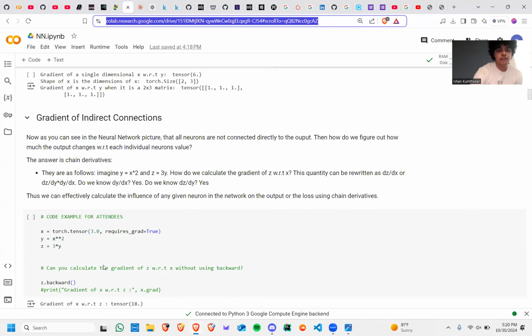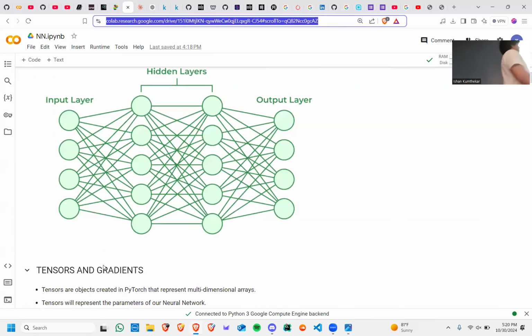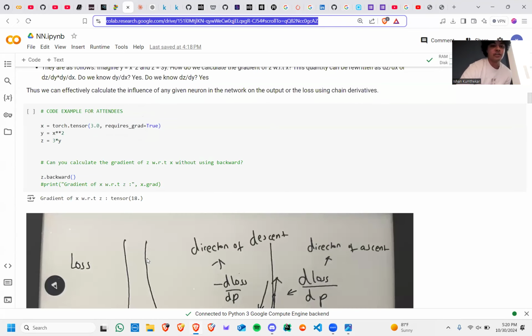Now, gradients of indirect connections. Remember that all of these are parameters and you'll have some output that comes in here. If the output is here, you can calculate the gradient of this parameter with respect to the output. That's pretty easy, like the y equals x squared case. They are directly connected. But what about this parameter or this parameter? They are not directly connected to the output. So it's really hard to figure out how this parameter influences the output because of this indirect connection. There's a simple way to address that.